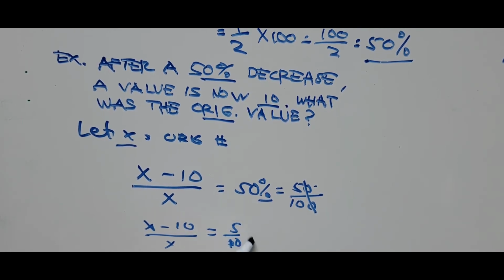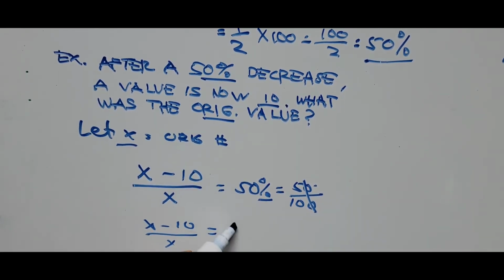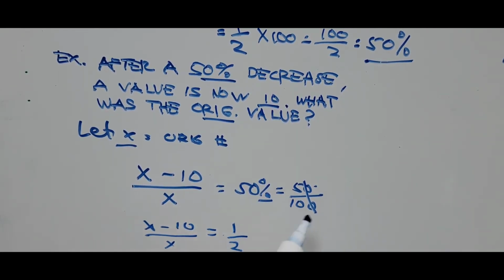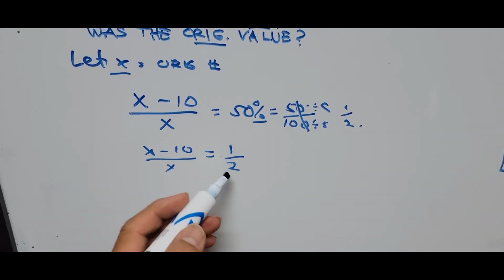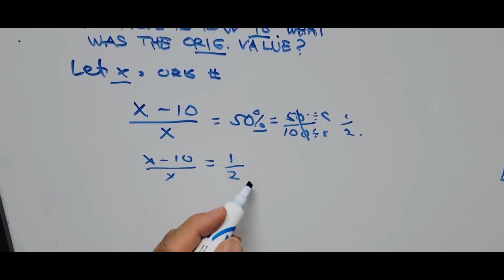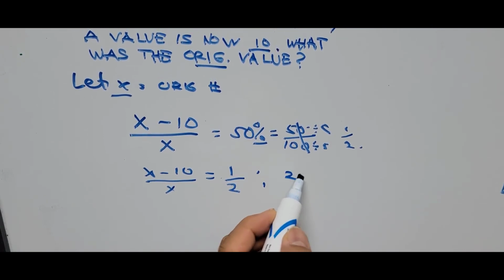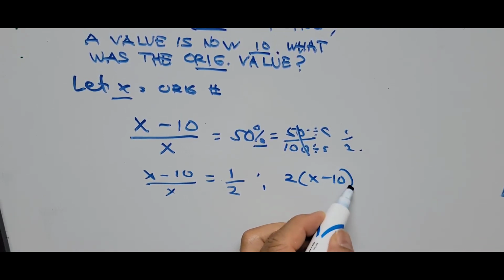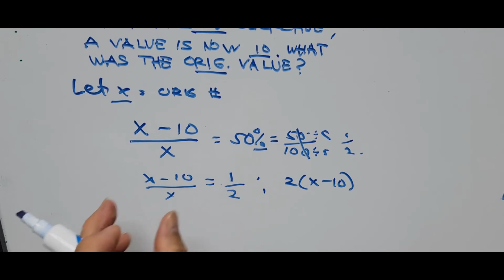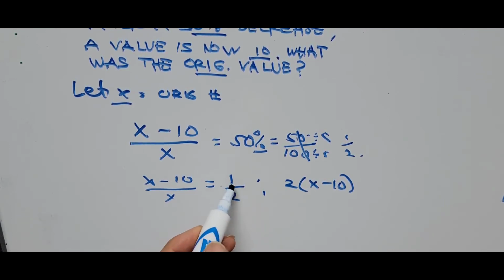5 over 10, or simply 1/2. We divide numerator and denominator by 5, so 5 over 10 becomes 1 over 2, since 10 divided by 5 is 2. For the value of x, all we have to do is cross multiply. This is now 2 times x minus 10 in parentheses, since these are together, and then x times 1.